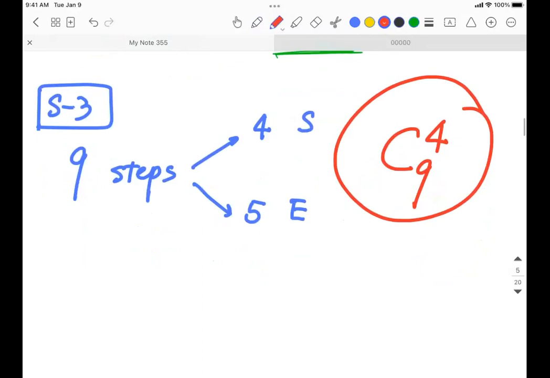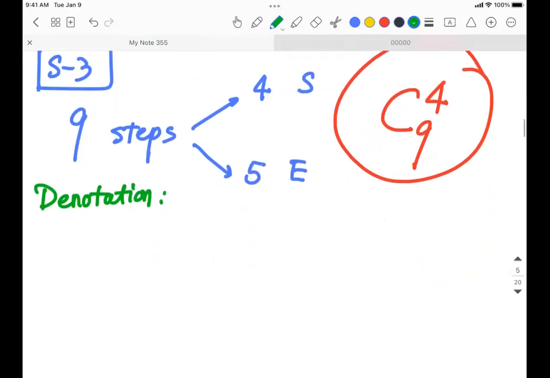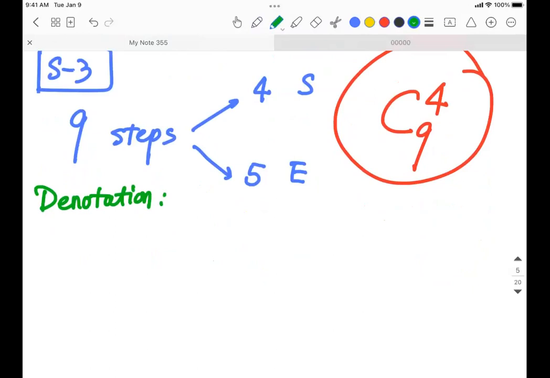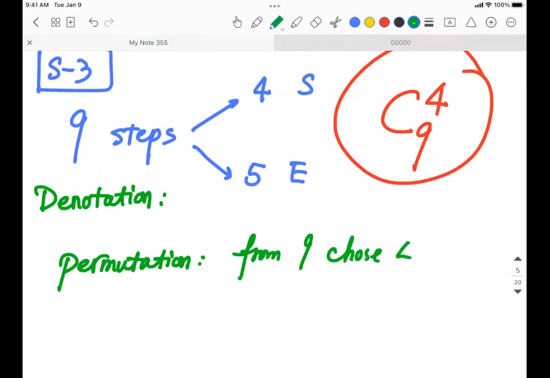Okay, here I want to do a quick denotation clarification. Because we all come from different countries, we might have different naming and denotation conventions, so I'd like to do a quick clarification here. Whenever we do a permutation, let's say from 9 numbers, you want to choose 4 in a permutation. There are several ways to present it. You can use A(9,4).